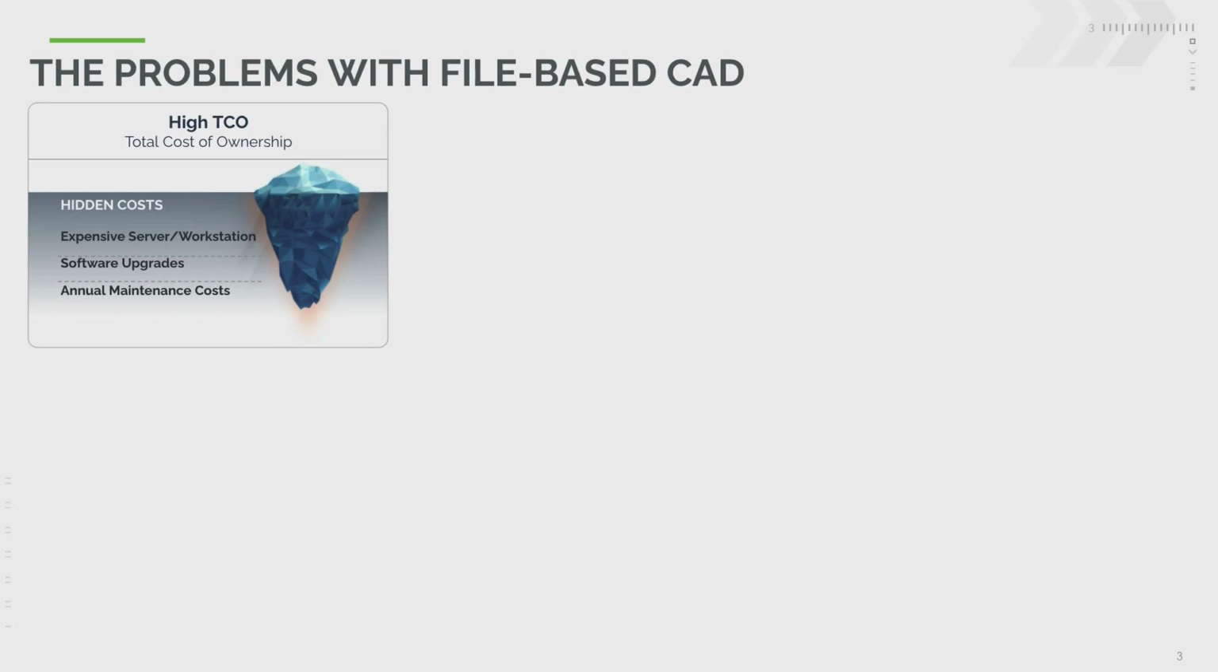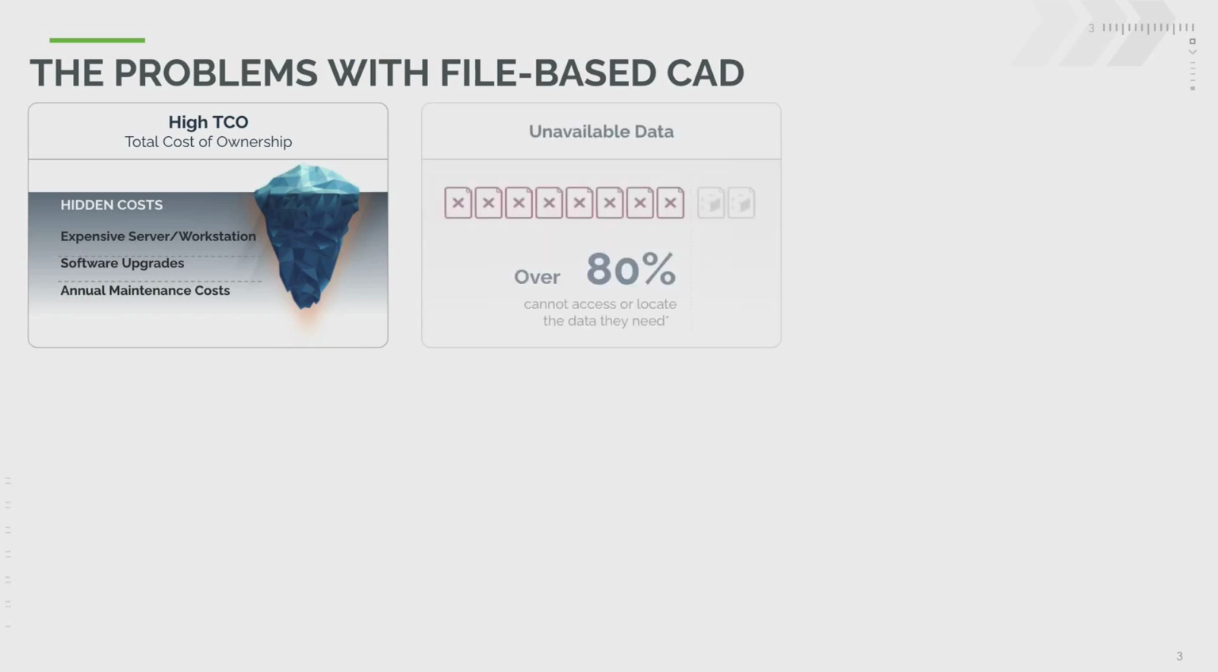The initial purchase price is not what you're paying, because that's just the price of the software. You then also have things like expensive software and workstations, software upgrades, annual maintenance costs, servers for PDM, IT staff to manage it and back it up, and so on. There's a lot of hidden costs related to that.